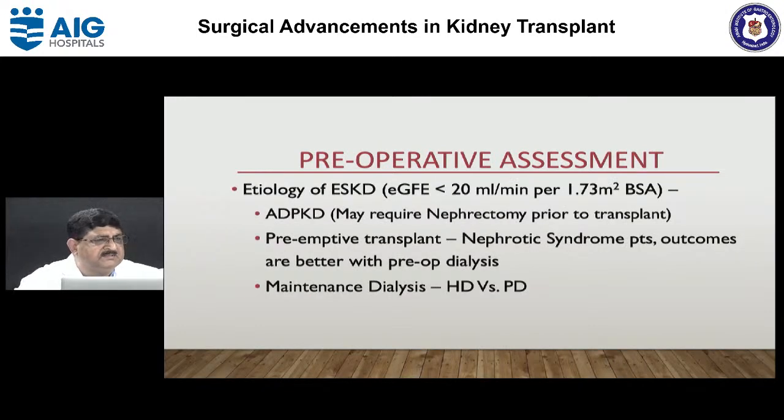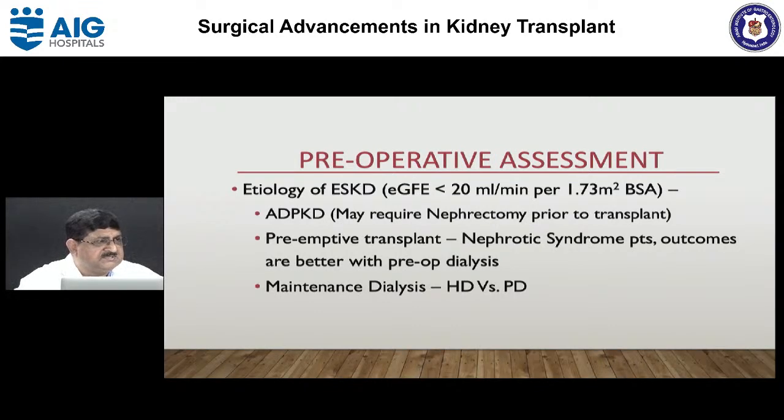Generally, end-stage kidney disease, as we all know, is defined when the eGFR reduces to less than 20 ml, and it is an irreversible kidney damage, and the patient does not have any recovery of nephron function. We also need to know about patients who have autosomal polycystic kidney disease, because these patients may have recurrent infections in the kidney, and sometimes may require nephrectomy prior to transplantation. Generally, preemptive transplantation is preferred, because we know that graft survival is better in these cases.